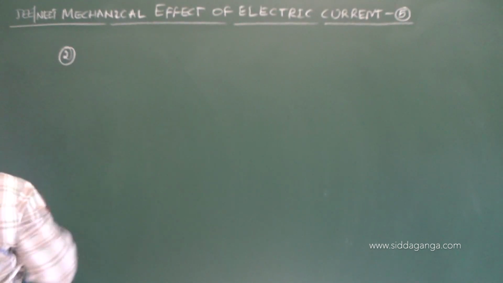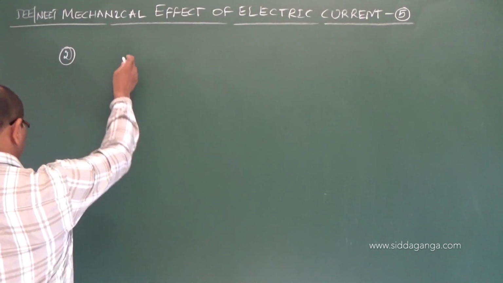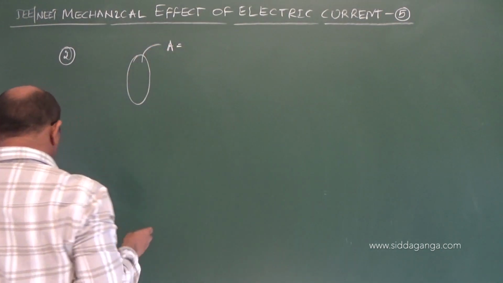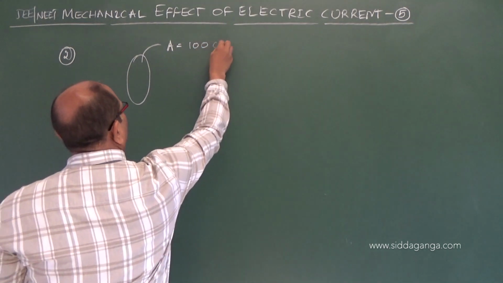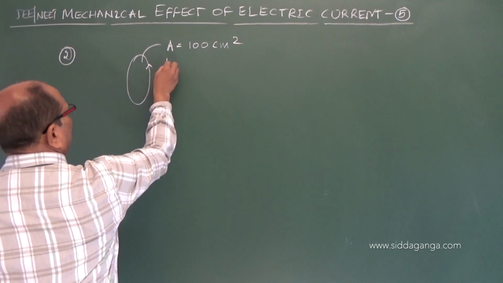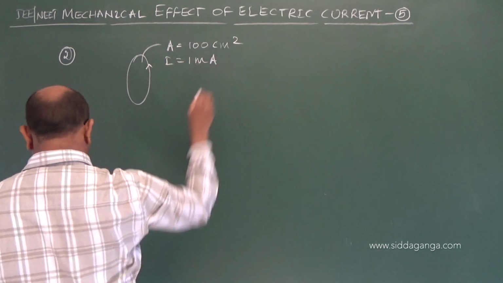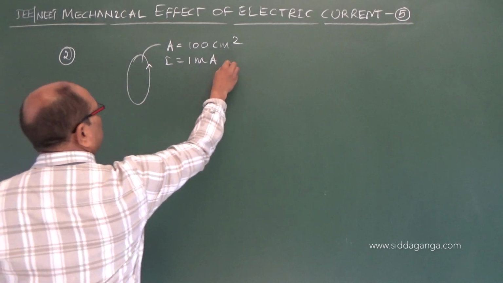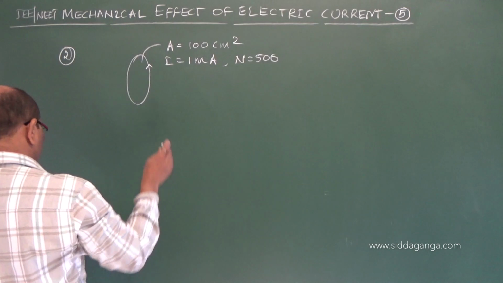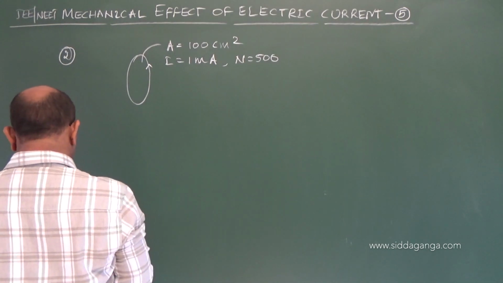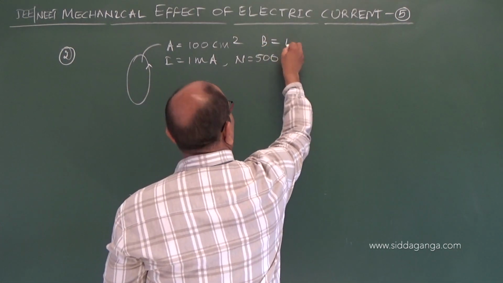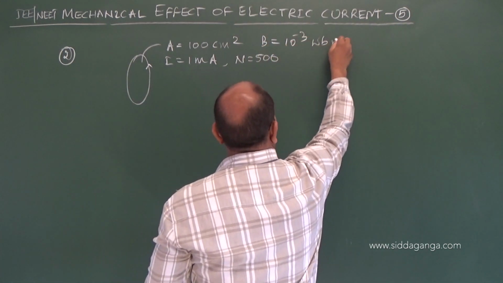The second question: the area of the loop given is 100 centimeter square, carrying a current of 1 milliamp, number of turns is 500, and the magnetic field applied is 10 power minus 3 Weber per meter square.